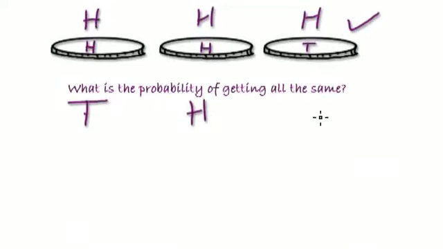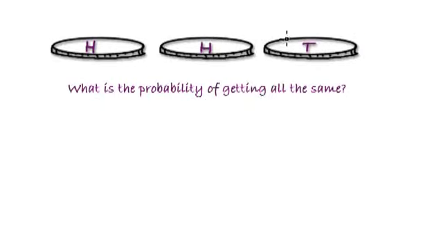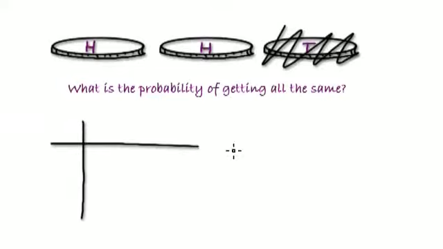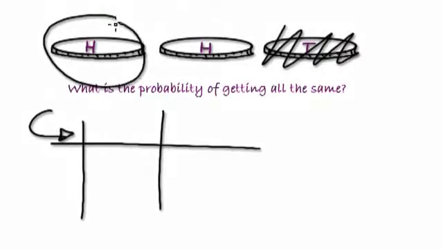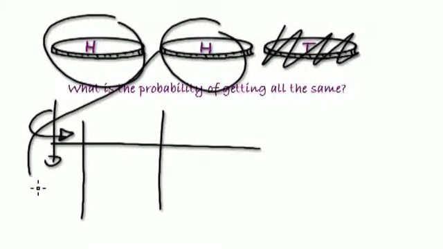So tail, heads, tail here. This would be a bad outcome. Well, they've all got to be the same. Okay, so tail, tail, tail. So to work out the probability here, normally if we have only 2 coins, then we can use a table diagram. The row here would represent our first coin, and the column here would represent our second coin. But you see, with three coins, the table method breaks down.